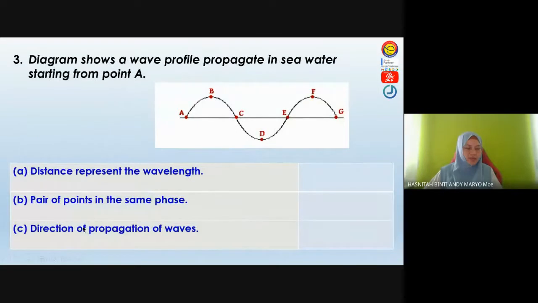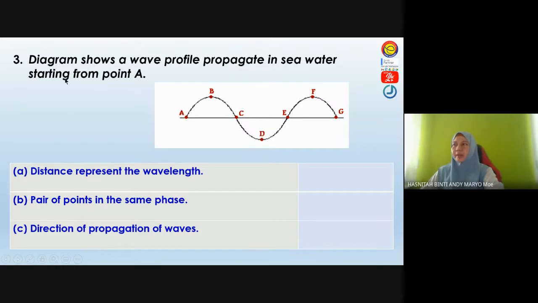Okay, number 3. What can you say about this? It shows the wave profile. You can see there is a crest and there is a trough, propagating in sea water. So what kind of wave can you see here? Transverse or longitudinal wave, students? This is transverse wave. Water wave is a transverse wave. It consists of crest and trough.